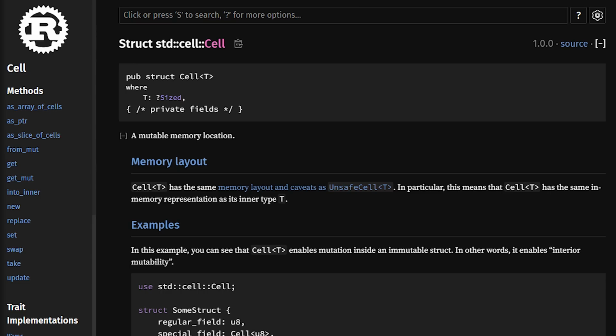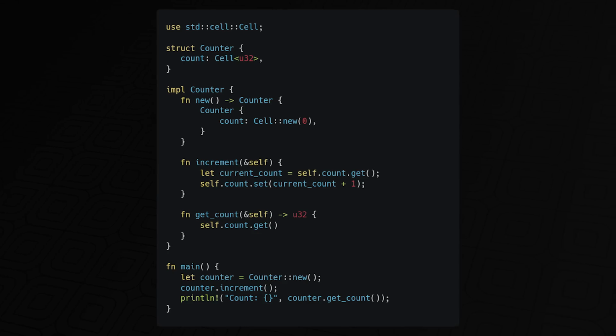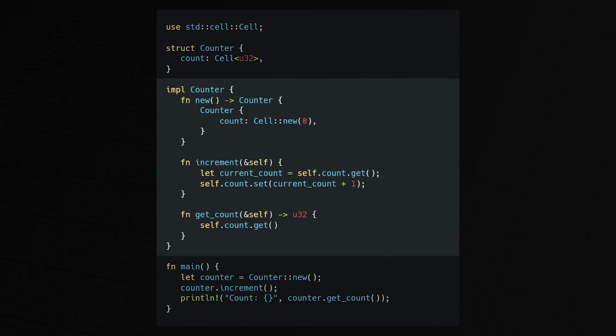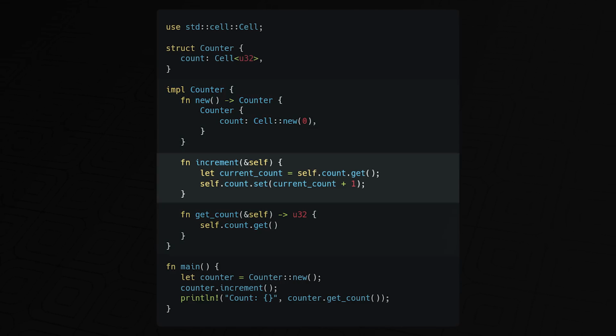The second update in this release is once-cell and once-lock being stabilized. In Rust, the Cell smart pointer is part of the standard library and is used to provide interior mutability. This means you can mutate data even if you have an immutable reference to it, which would normally be disallowed by Rust's ownership and borrowing rules. In this example, we define a Counter struct which has a count field of type Cell. The Counter struct has methods to increment the count and retrieve its value. By using Cell, we can mutate the count in a safe manner even though the counter itself is immutable.